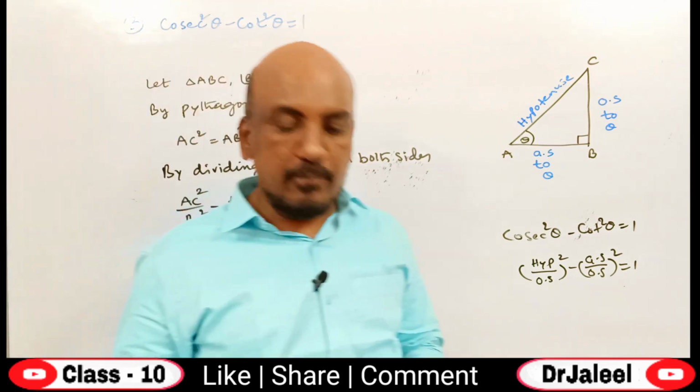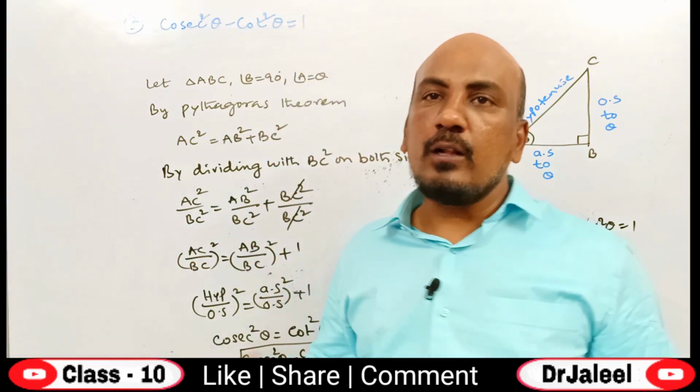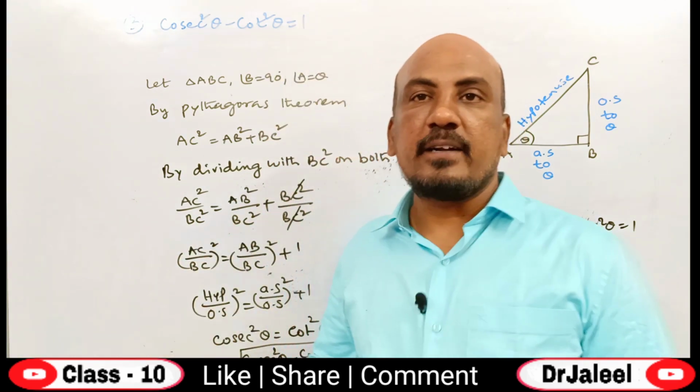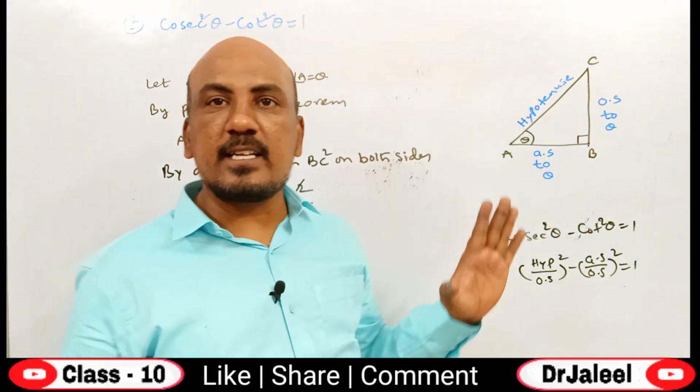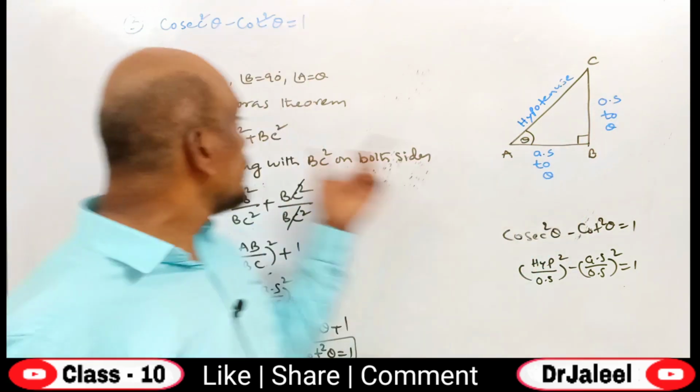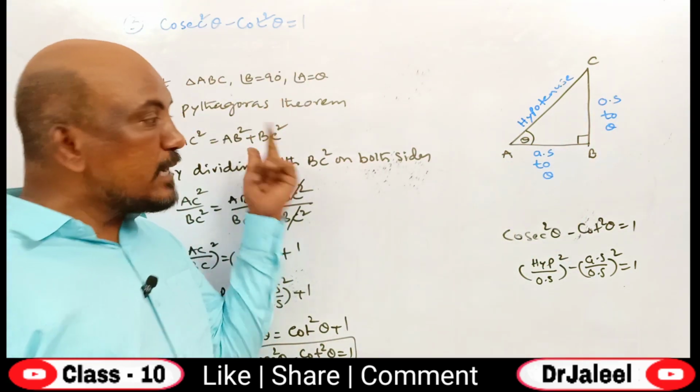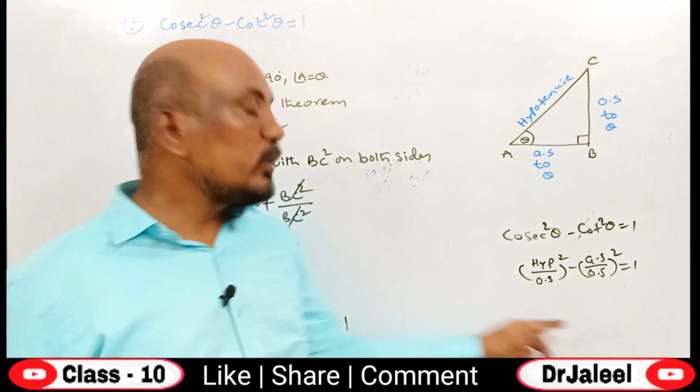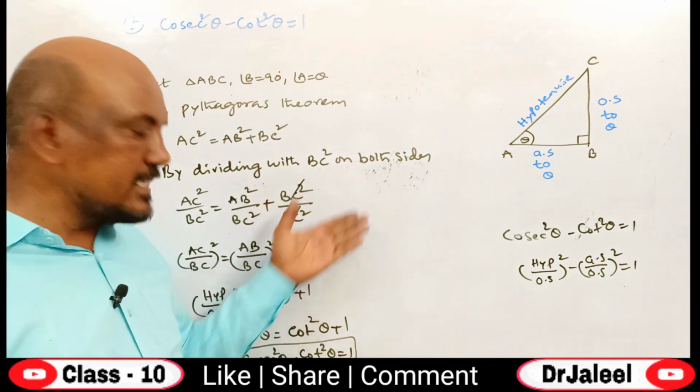So children, this way we can have the proof for all the three identities of trigonometry. So it's very clear, the procedure is same. We will take a triangle, we will apply Pythagoras theorem, and whatever we want in the denominator, with that we will divide on both sides and we will proceed.